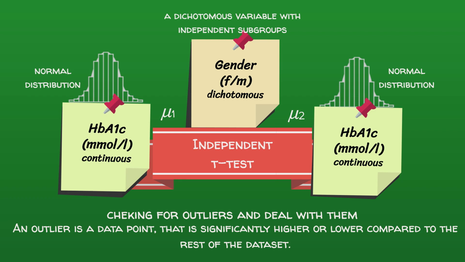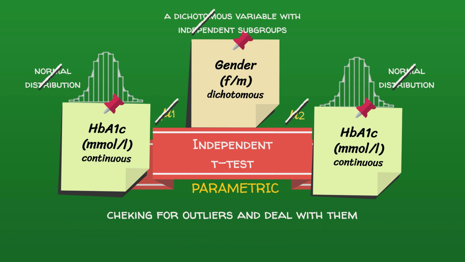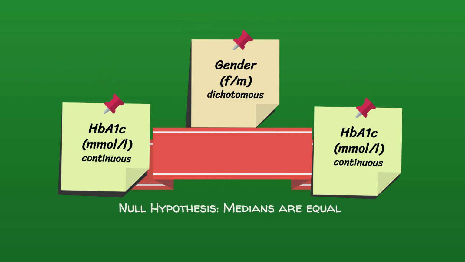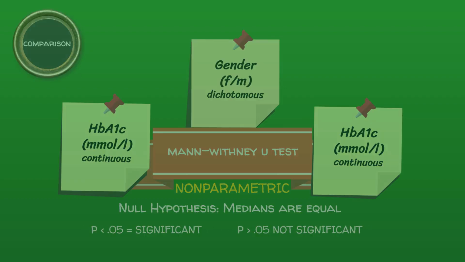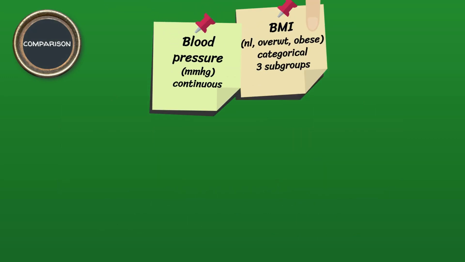Since the independent t-test compares the means, we call it a parametric test. If any of these assumptions is violated, we can't use the independent t-test for our hypothesis. In this case, we base our null hypothesis on the medians, and use a non-parametric test called the Mann-Whitney test to find the p-value.